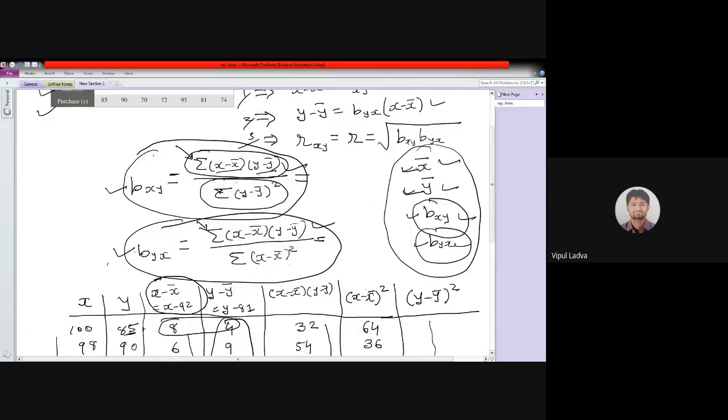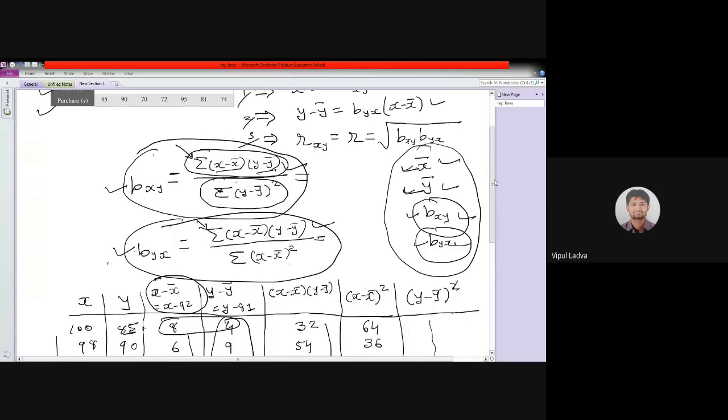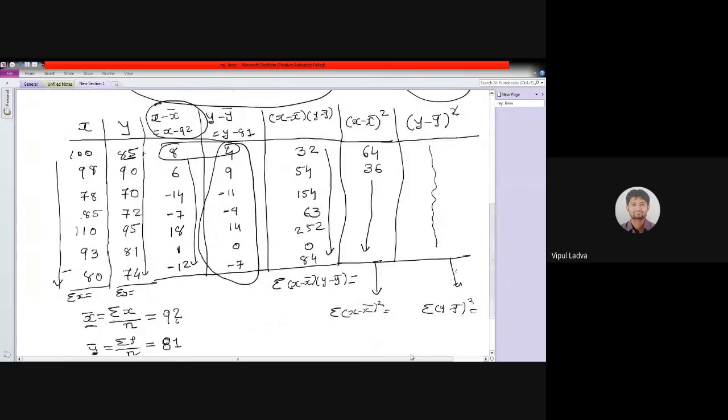So once we have all those values, summation x minus x bar the square and summation y minus y bar the square, we may proceed with that formula. And once we have the regression coefficients, we may write down our regression lines using the formula which I mentioned at first.